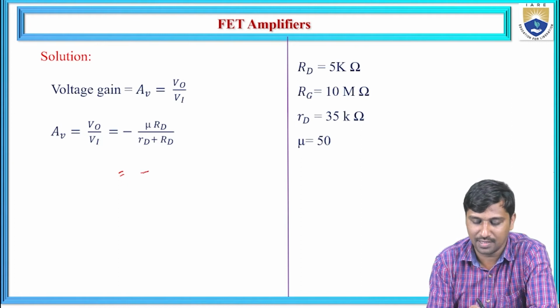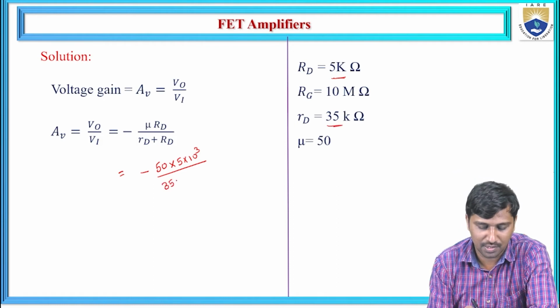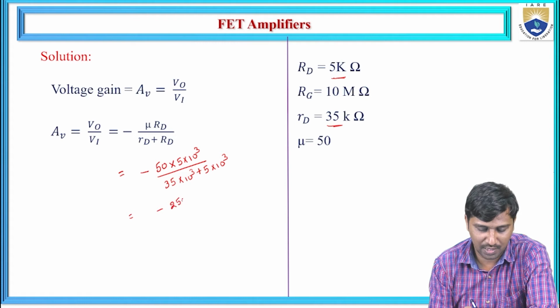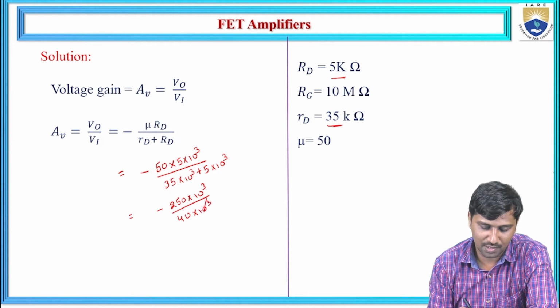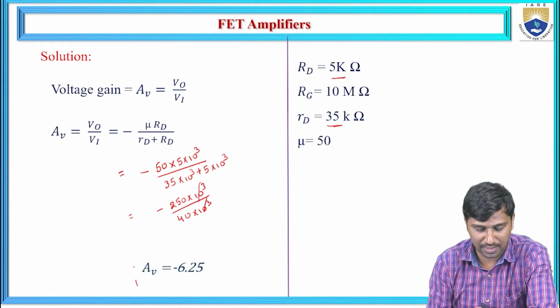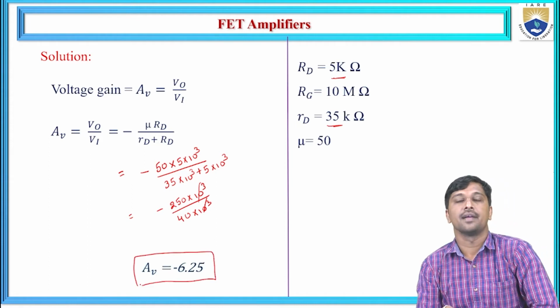So this is minus, and mu is 50, capital RD is 5 kilo ohms, that is 5 into 10 power 3, divided by small rd, which is 35 into 10 power 3, plus capital RD value of 5 kilo ohms. So this is 250 into 10 power 3 by 40 kilo ohms. The k cancels.